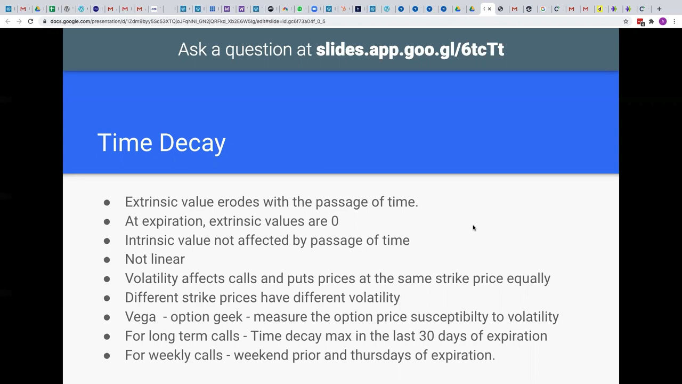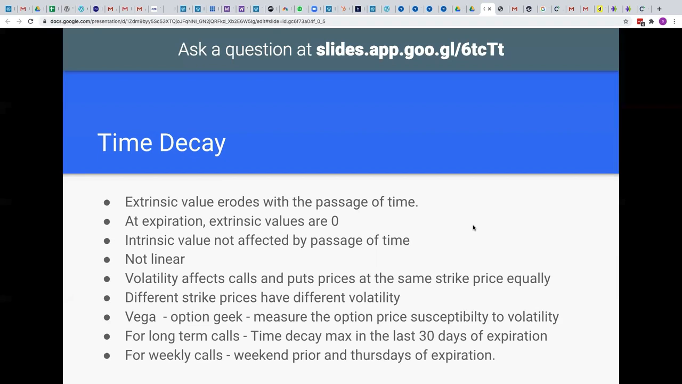For long-term calls, let's say you have LEAP calls, the time decay happens the most in the last 30 days before expiration. But nowadays we have a lot of weekly calls, which are very common. So when does the time decay happen? The time decay happens the weekend prior and on a Thursday evening. Those are the 2 time periods when you have a huge time decay. So we've got to remember this.